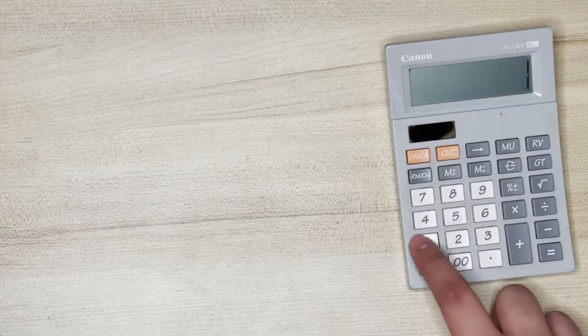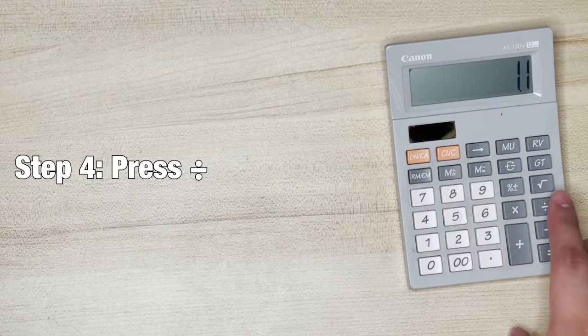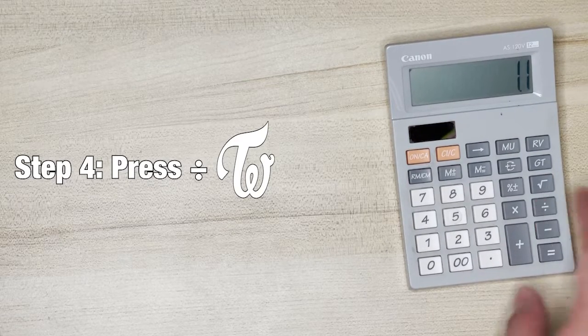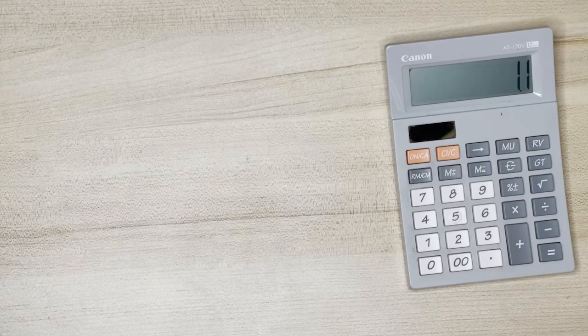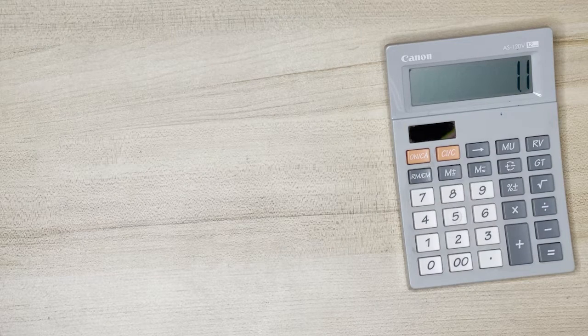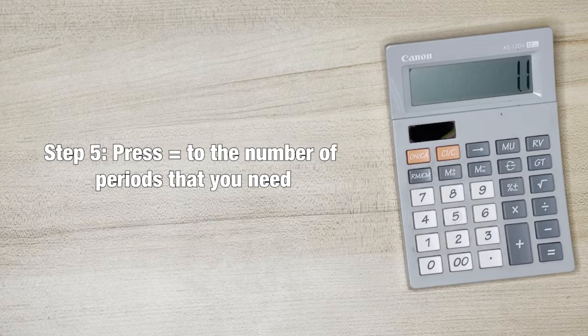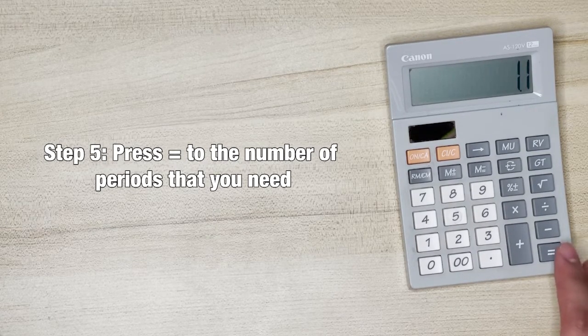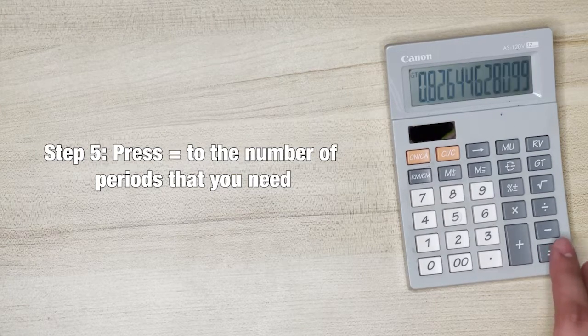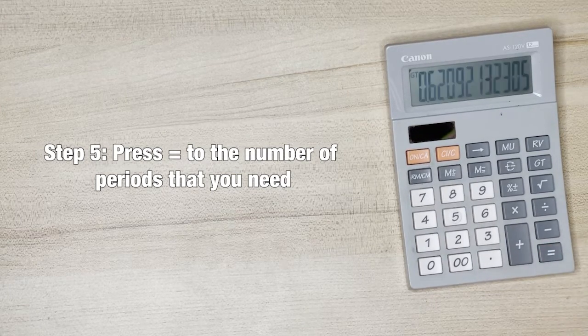Okay. So yung kanina nga, yung 1.1 na yan, imbes na mano-mano mong i-divide, what you do here is, you press divide twice. Ayan. So that will tell the calculator na, hoy, i-divide mo to sa sarili. Okay. Now, eto ang magic. You press the equal sign to the number of periods that you need. So, bale, 5 years. So, press ko to ng 5 times. 1, 2, 3, 4, 5.